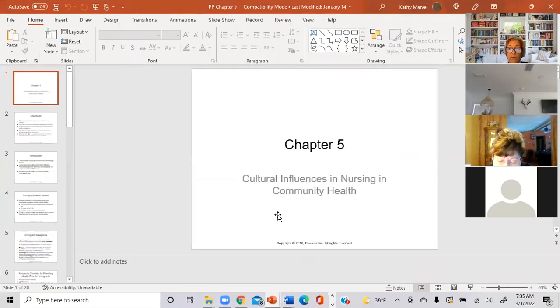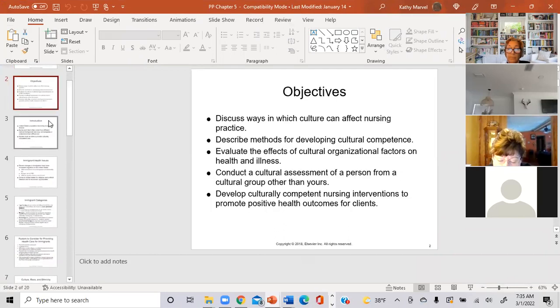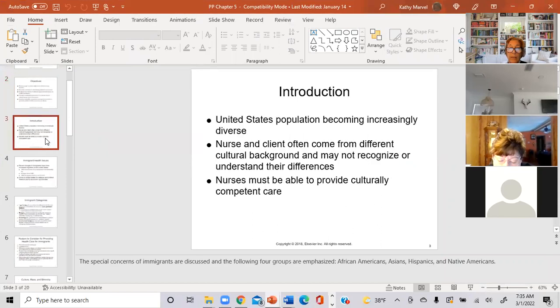Okay. Cultural influences in nursing and community health. You can read through your objectives, but we do know that the U.S. population is becoming increasingly diverse, right? Nurses and clients often come from different cultural backgrounds and may not recognize or understand the differences, right? Nurses need to be able to provide culturally competent care. So I will ask you guys, what is culturally competent care? This is a biggie for me.